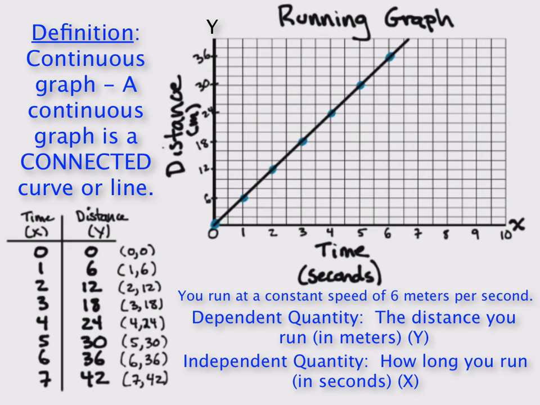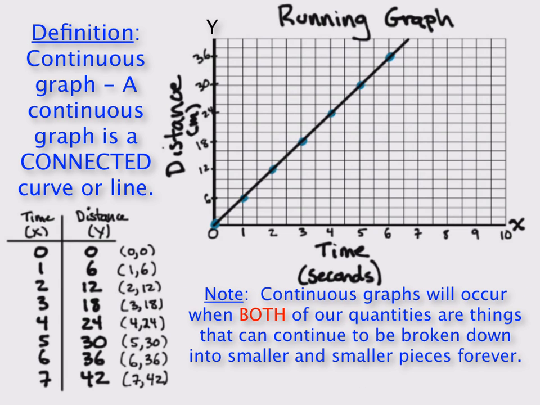The big distinction here is that it's just connected. It doesn't mean continuing on forever and ever. Continuous just means connected, whereas before discrete just meant not connected. Continuous graphs will occur when both of our quantities are things that can continue to be broken down forever and ever and ever. Some common examples of such things are time.